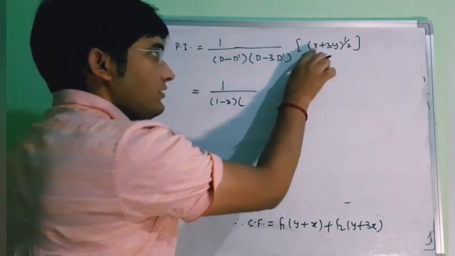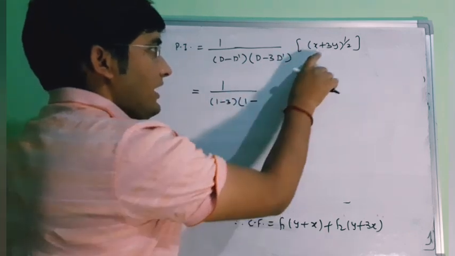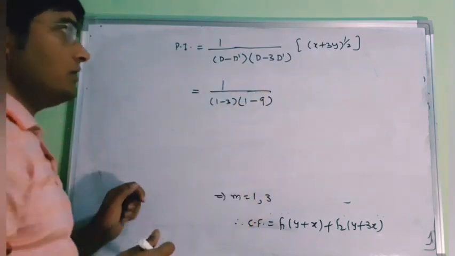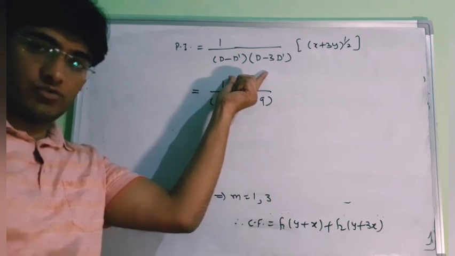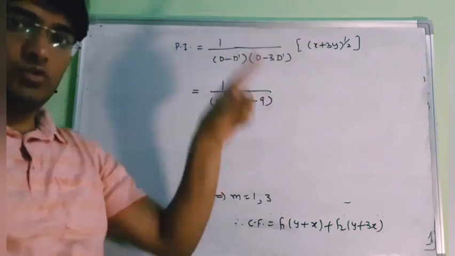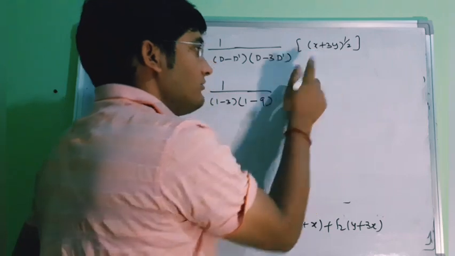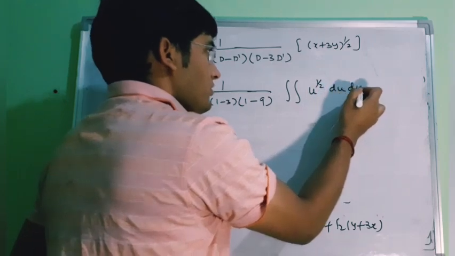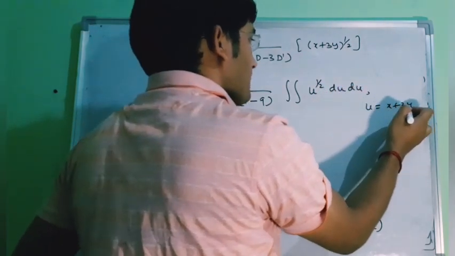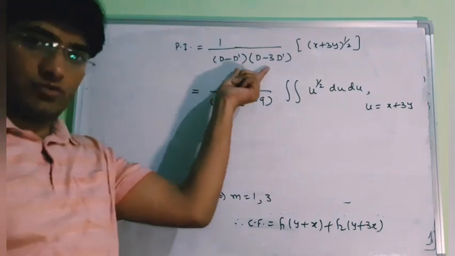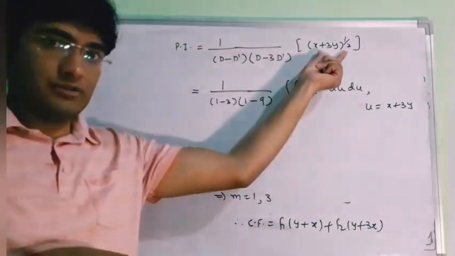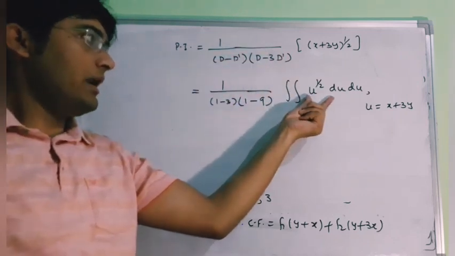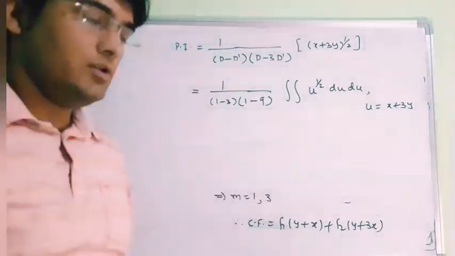Here our a is 1, so this will be 1, and D' is b, which is 3, so this will be 9. Now as the degree of this denominator is 2, we will integrate this term 2 times, taking this one as a single variable. Say this is u, u^(1/2) du, where u will be x plus 3y. As this one has degree 2 and the bracket is of the type f of ax plus by, we will replace D by a, D' by b, and we will do the integration up to the order of this function.